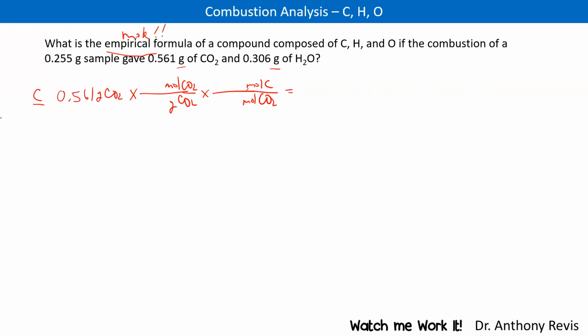We can do likewise with hydrogen. We have hydrogen, and we have an indirect source of hydrogen in 0.306 grams of H2O. We're going to convert that to moles of H2O. We do that because if we're going to interconvert, moles will do the interconversion of moles H2O to moles of hydrogen.